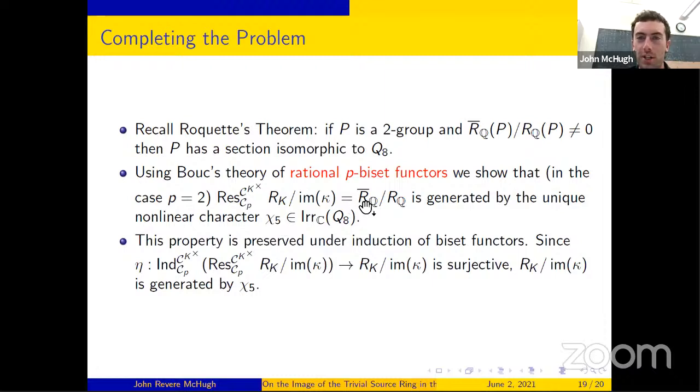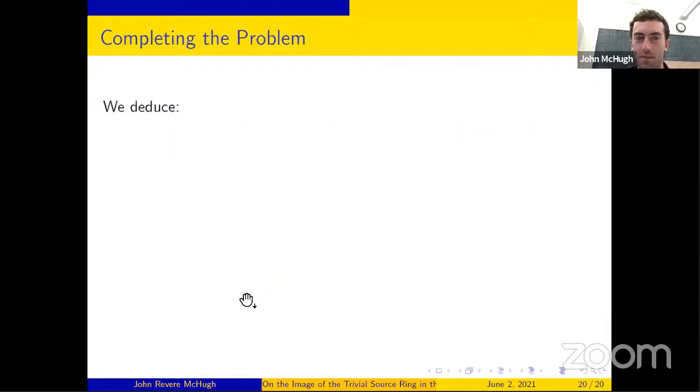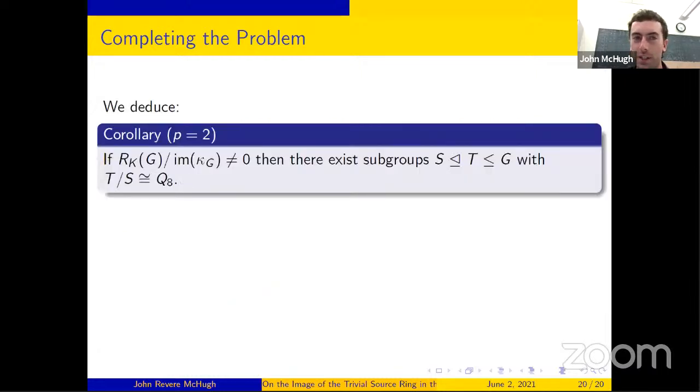Well, if the restriction is generated by chi5, it's not hard to show that the induced biset functor is also generated by this character. Because this thing is surjective, that means this biset functor is generated by that character. And so we deduce that if this quotient is non-zero, then there exist subgroups S normal in T contained in G, such that the corresponding section is isomorphic to Q8, which was another thing we conjectured.